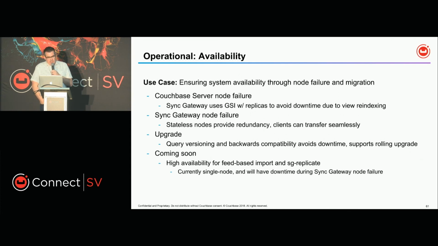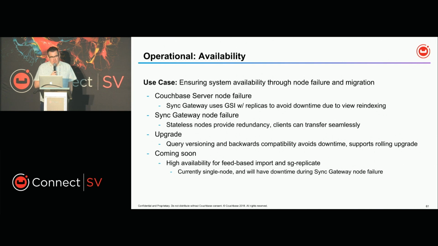So switching gears a little bit, the other key operational concern is availability, ensuring that the system's available throughout node failure. As Wayne showed, we have multiple components to the stack. Any of those components can fail, and your system needs to be able to handle that. For Couchbase Server node failure, Sync Gateway uses GSI with replicas to avoid any downtime due to view reindexing. So if a Couchbase node fails, Sync Gateway carries on. There's no interruption to your service.